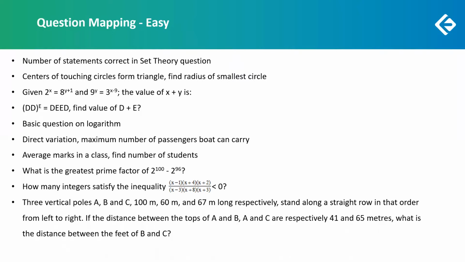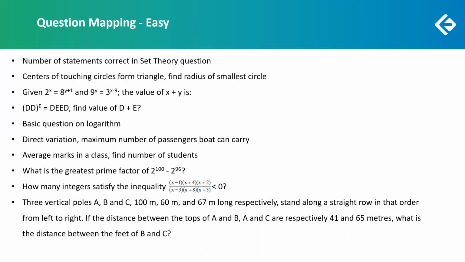Then we had a question in which we had 3 circles which were touching, and the centers of those circles were forming a triangle. We had the sides of the triangle given to us. We had to find the radius of the circles. So taking the radius of the 3 circles to be A, B, C, or X, Y, Z, we could form equations and we could solve those equations to find the radius.